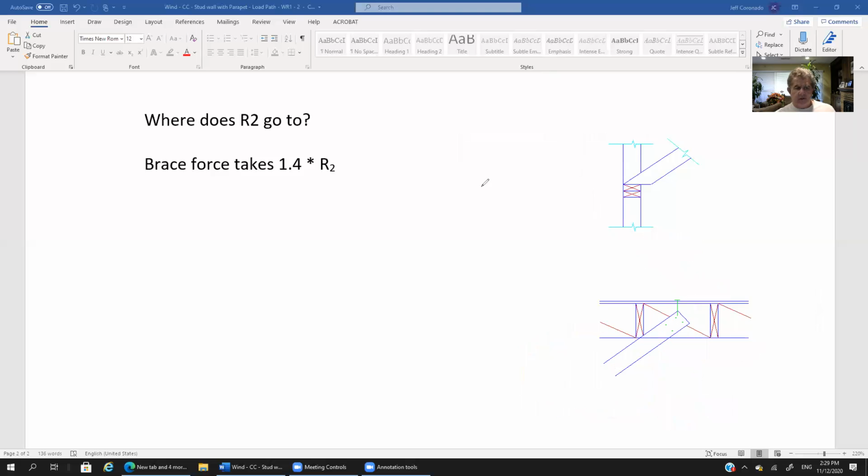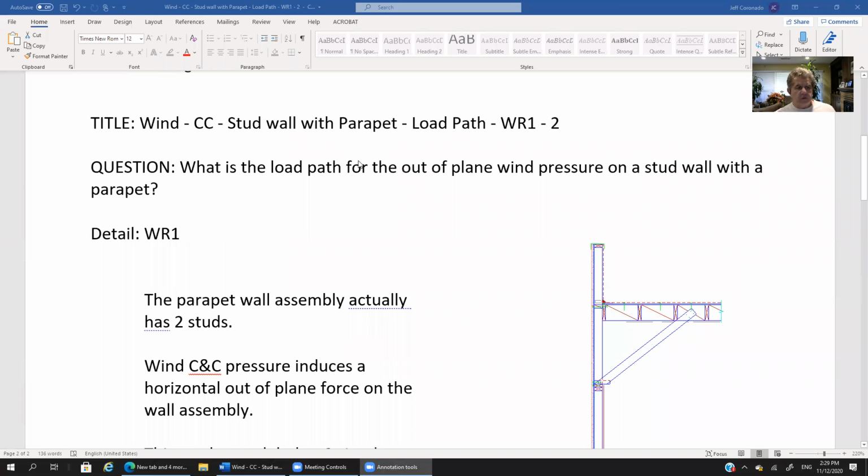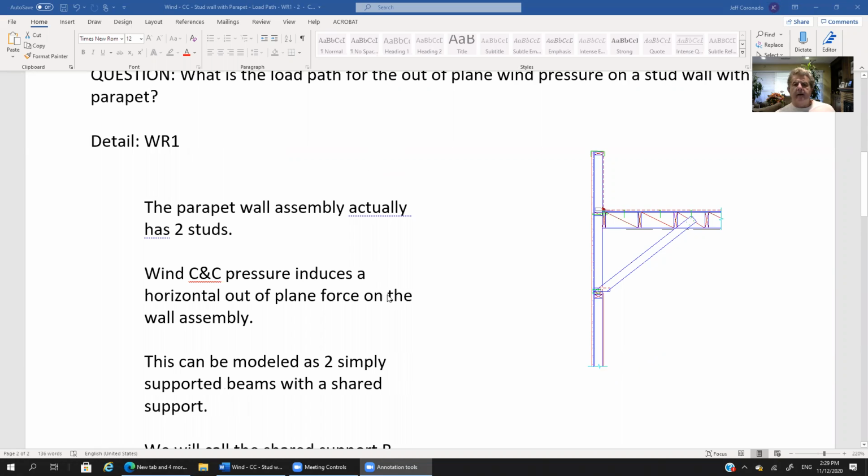I'm going to clear all this and go back to the original question, which was what? What is the load path for the out-of-plane wind pressure on a stud wall with a parapet? I think we've covered that.